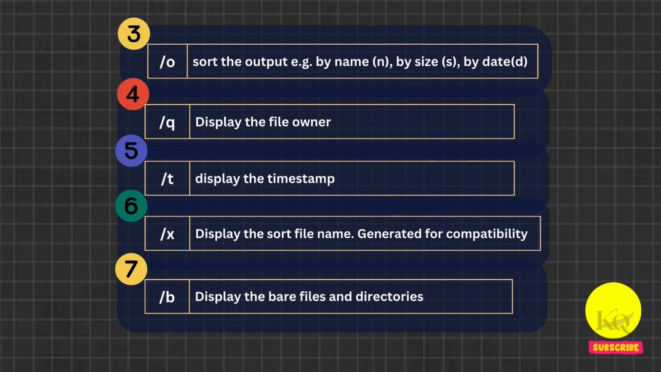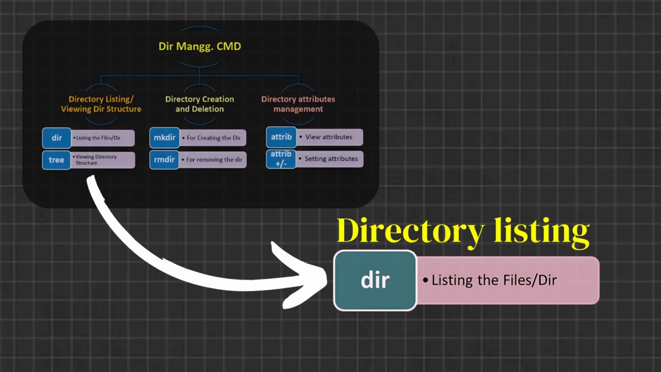Now these are the remaining options which are also available for customizing the output of the default dir command. I am not discussing all of them right now. You can try them yourself as per your requirement. And in case you are facing any difficulty, you can ask me in the comment section. I will reply to them. So with this, we have completed the directory listing command.